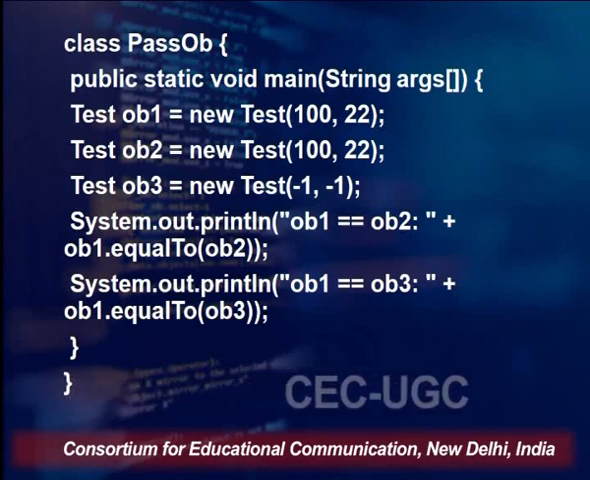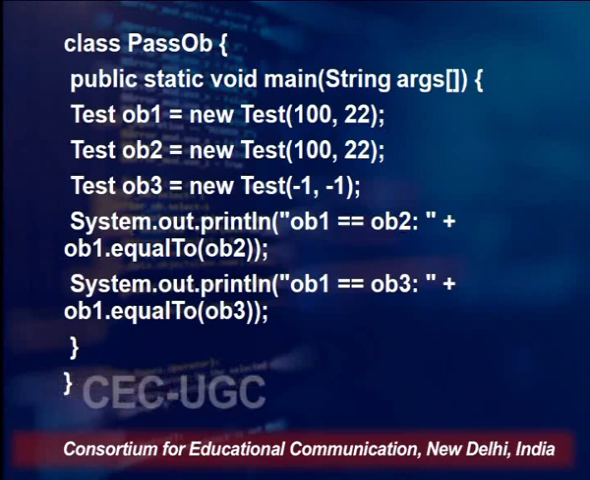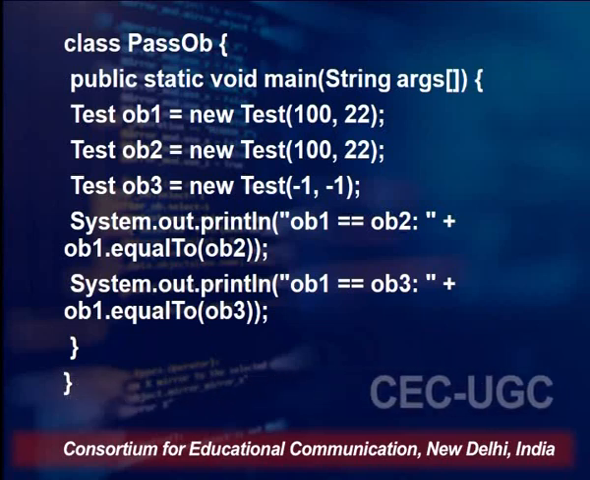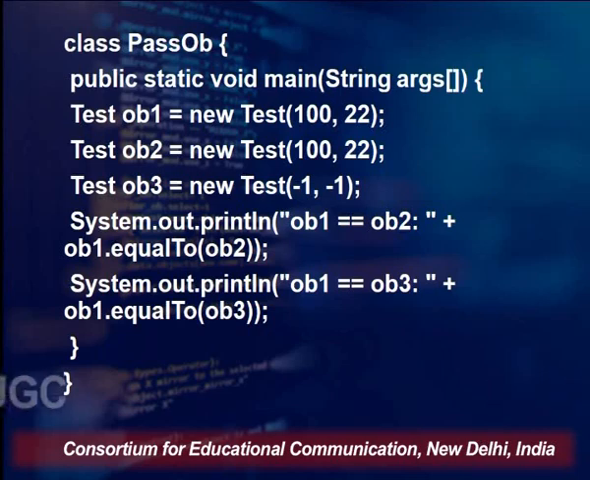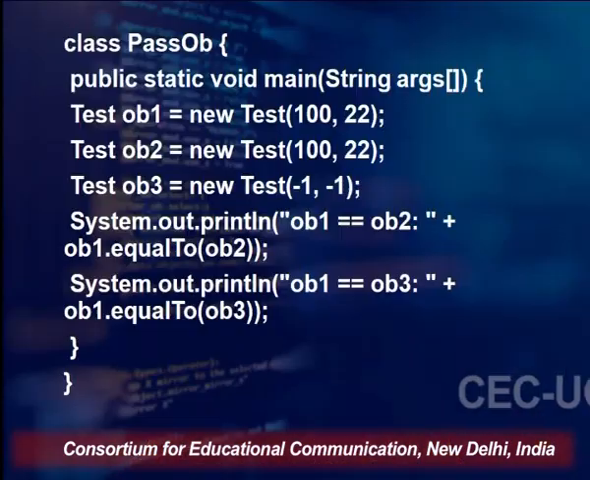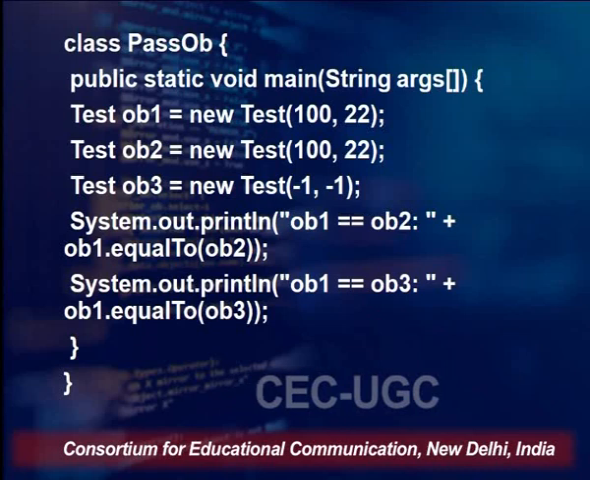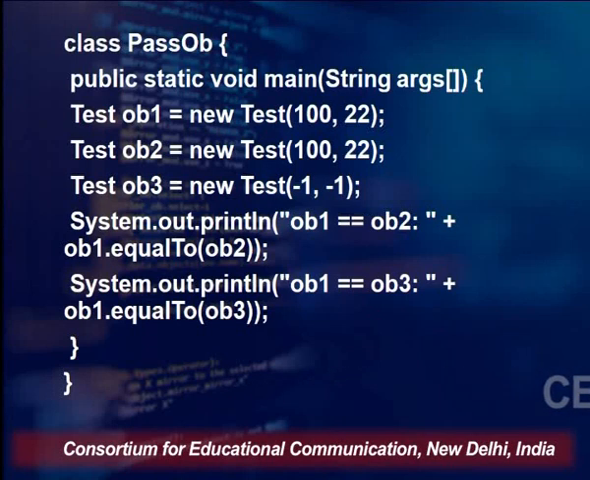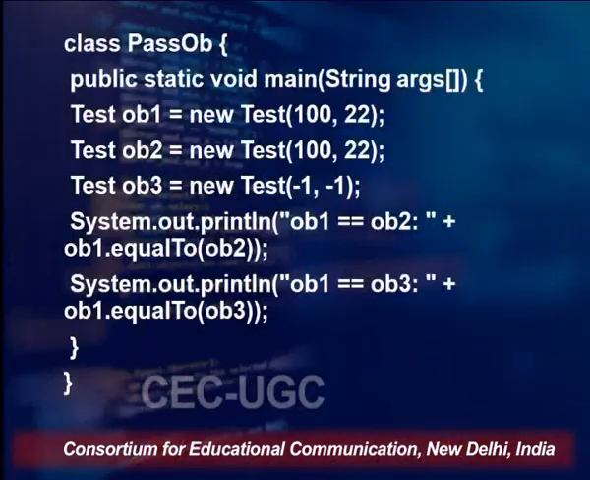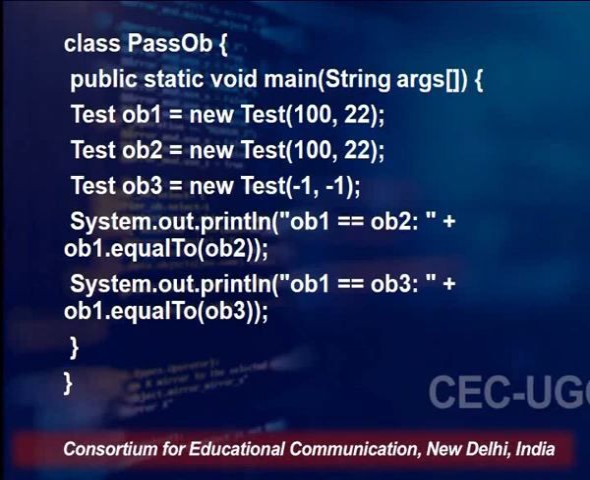Now we are calling this equals to function inside System.out.println, and whatever boolean value this function returns will be printed. How this function is being called is a little trick. We have called it as ob1.equals(ob2). Here ob1 is the calling object which is calling the function equals to, and the object we have passed as the parameter is ob2. In the next statement we have asked for ob1.equals(ob3).